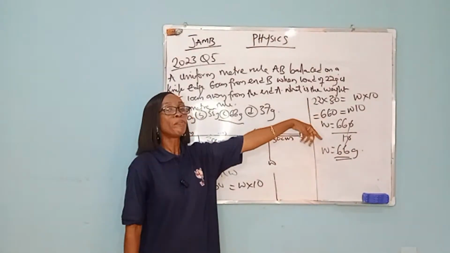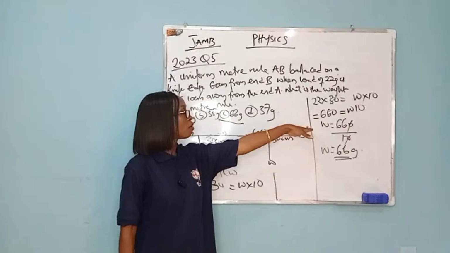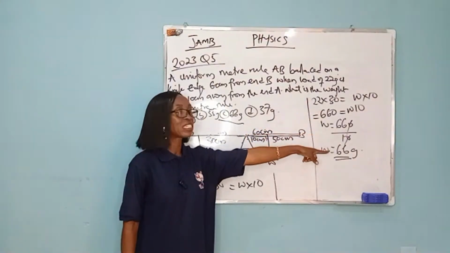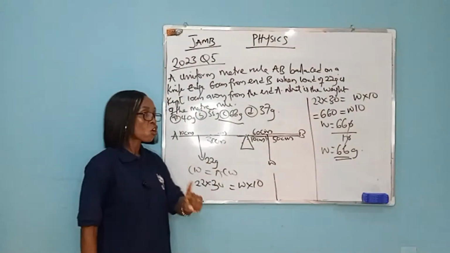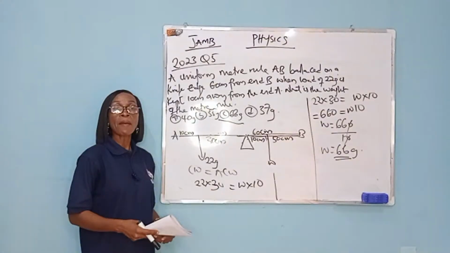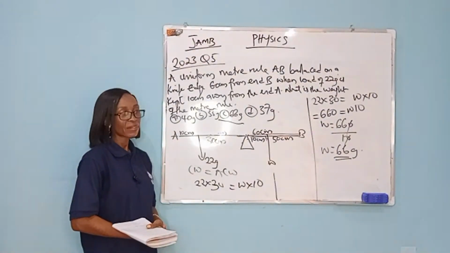W times 10, I have W10 or 10W, as the case may be. So W now becomes 660 all over 10. I'm having 66 grams. So the weight on the meter rule is 66 grams. That makes option C very, very correct. I believe we are clear.